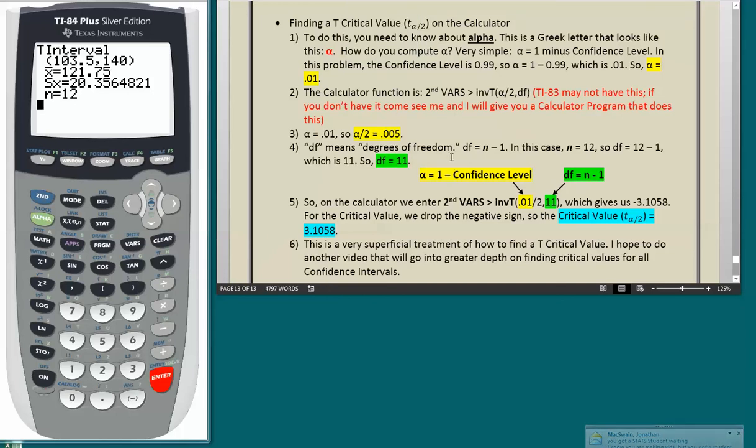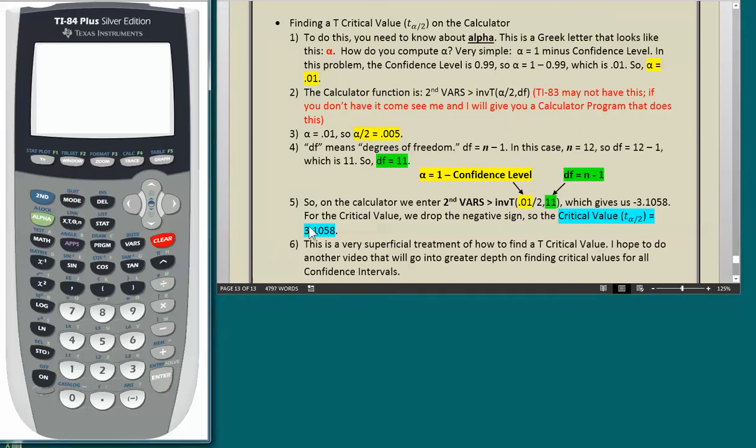Okay, so we're going to go to the calculator now. On the calculator, we hit 2nd Vars. There's invT, which is number 4. And we're going to put in 0.01 divided by 2. That's the alpha divided by 2. And again, alpha equals 1 minus the confidence level. That's where the 0.01 comes from.